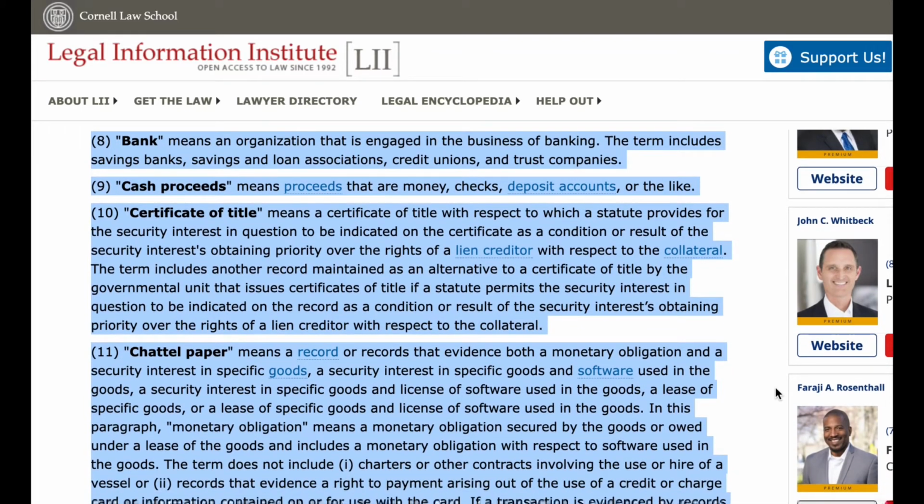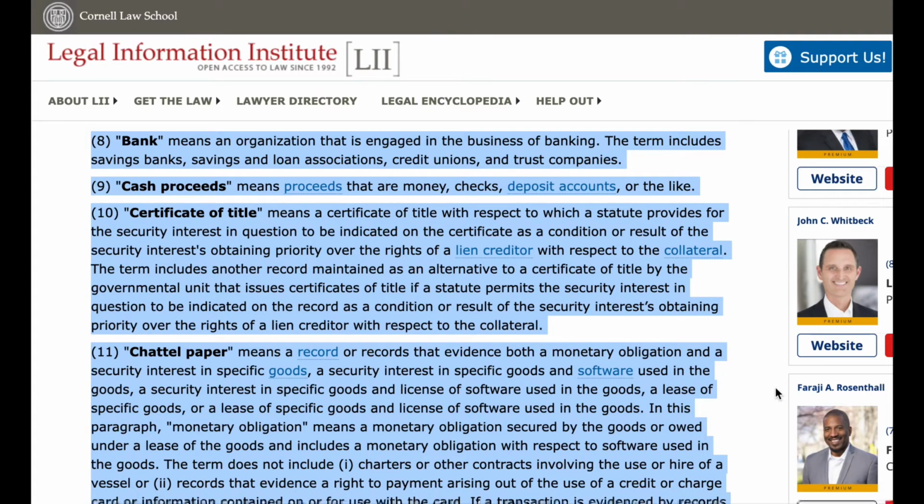8. Bank means an organization that is engaged in the business of banking. The term includes savings banks, savings and loan associations, credit unions, and trust companies. 9. Cash proceeds means proceeds that are money, checks, deposit accounts, or the like. 10. Certificate of title means a certificate of title with respect to which a statute provides for the security interest in question to be indicated on the certificate as a condition or result of the security interest obtaining priority over the rights of a lien creditor with respect to the collateral.